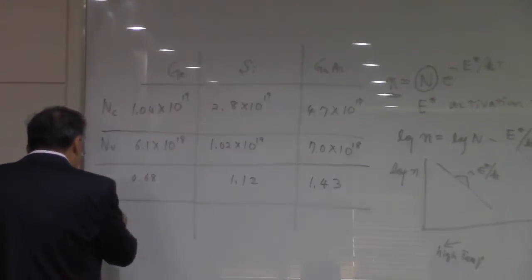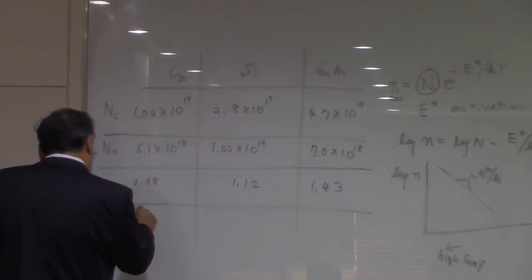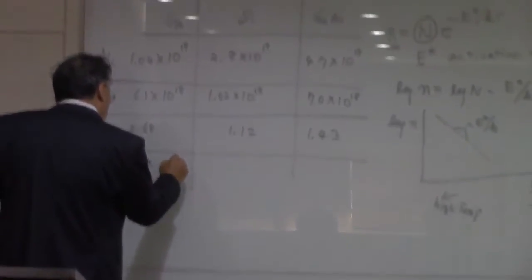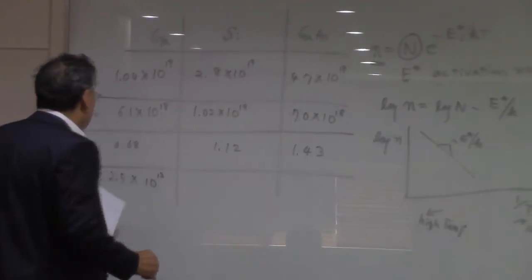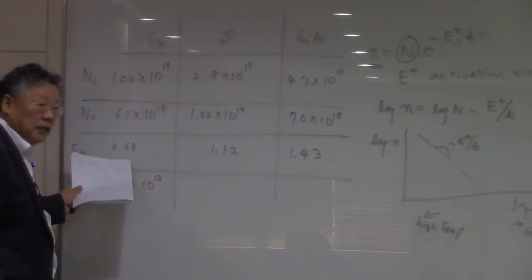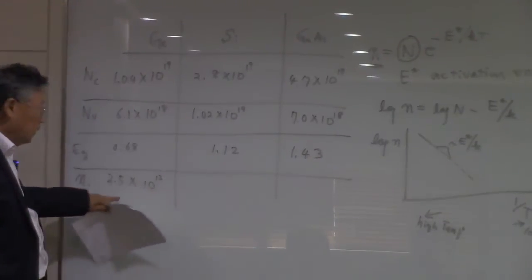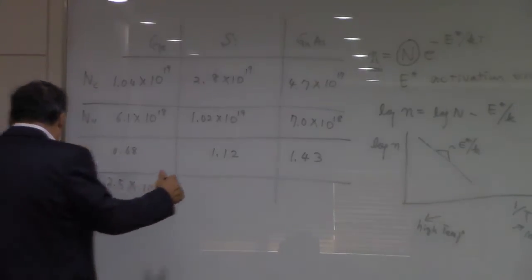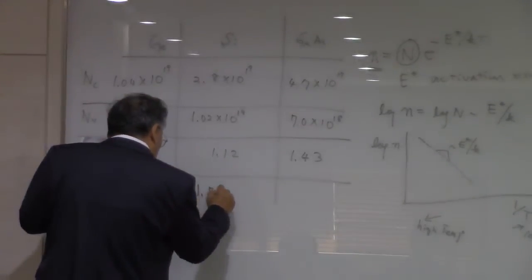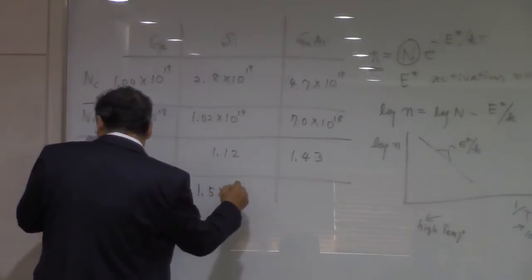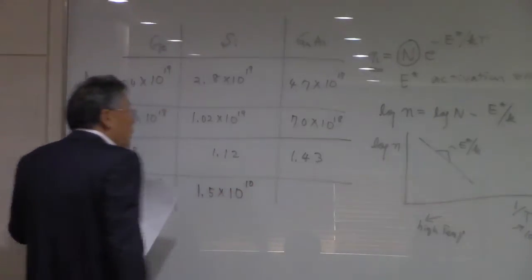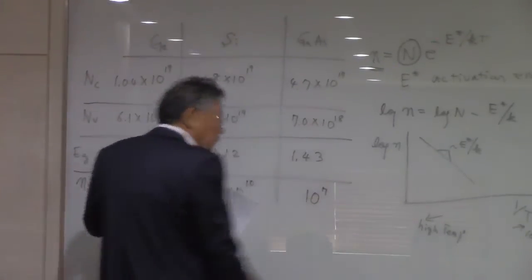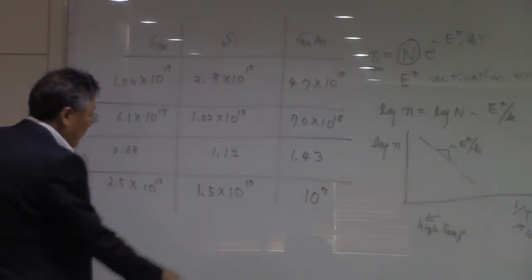Now, intrinsic carrier concentration 2.5 times 10 to the 13. For germanium, because the band gap is small, the intrinsic carrier concentration is relatively large. And this is 1.5 times 10 to the 10th. Now, in gallium arsenide, it is just 10 to the 7th. Okay?